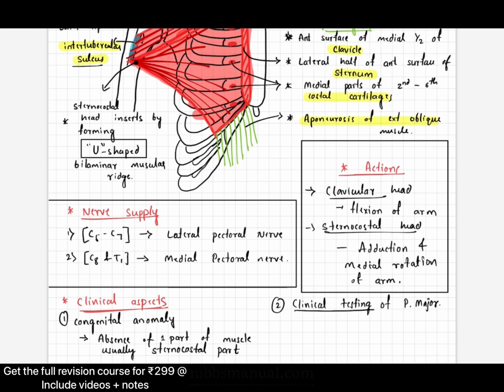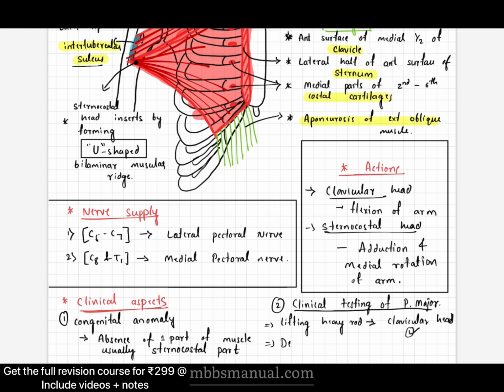Then clinical testing of the pectoralis major muscle. It is used to assess the tone and power of the muscle. Just ask the patient to lift the heavy rod. The clavicular head will be prominent. When depressing the rod, the sternocostal head will be prominent.